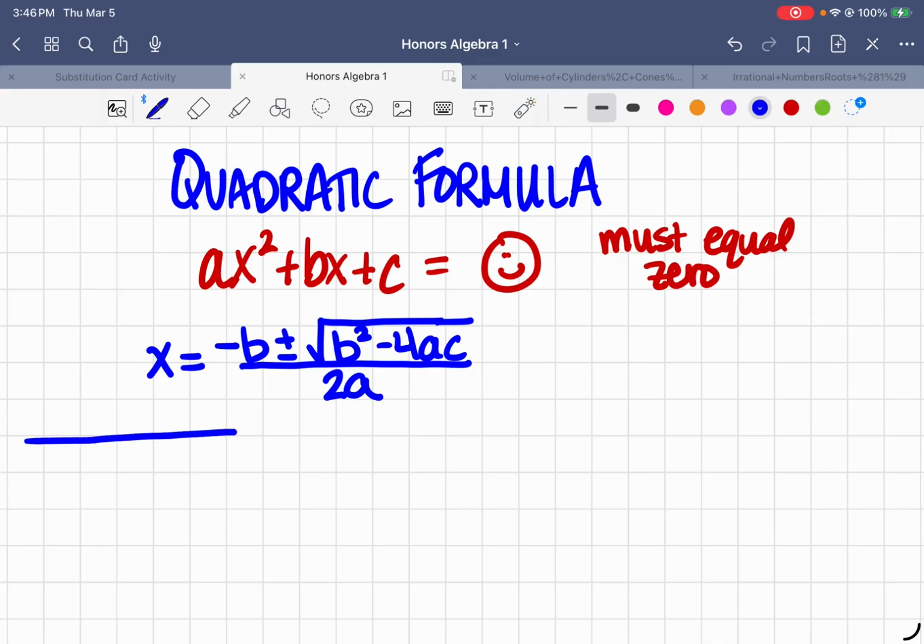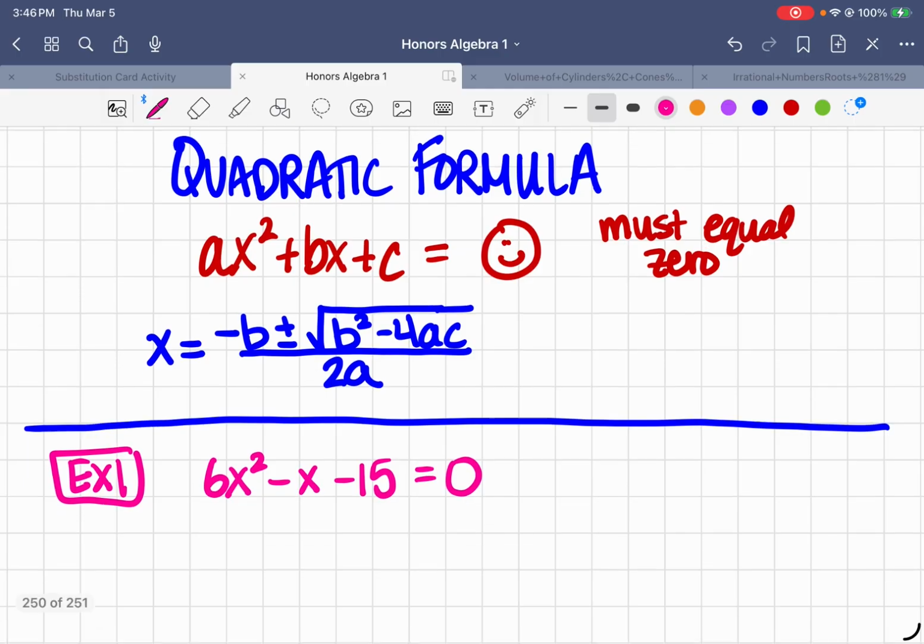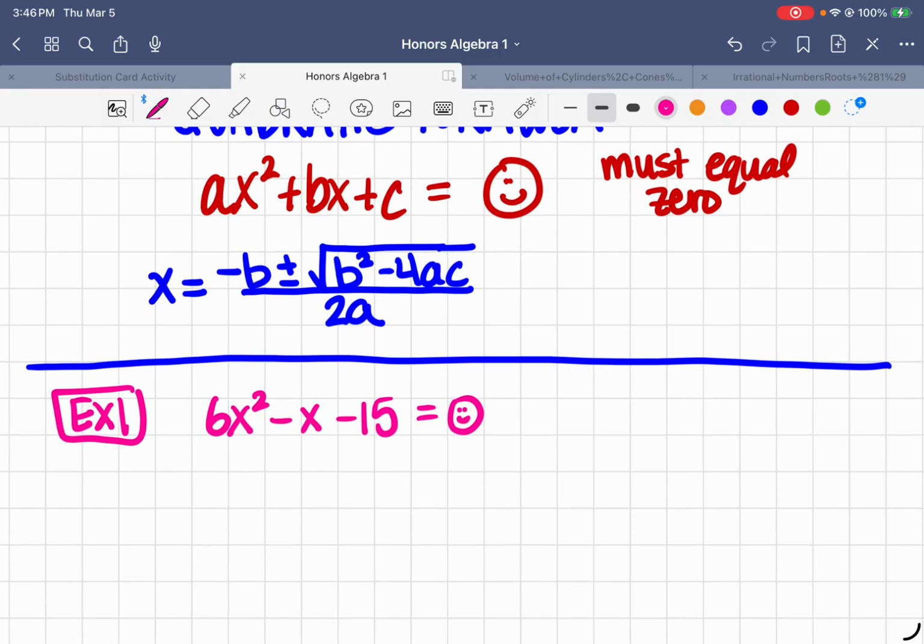All right, so here's how it works. We're going to just go straight into some examples. So example number 1, I want to solve 6x squared minus x minus 15 equals 0. Okay, so I'm happy. It equals 0. I can write my happy face. All right, I know what a is then. A is 6, b is -1, c is -15.